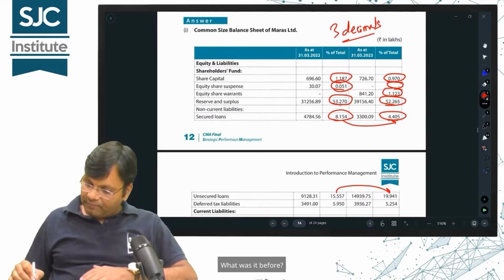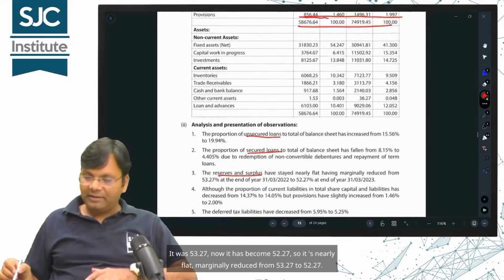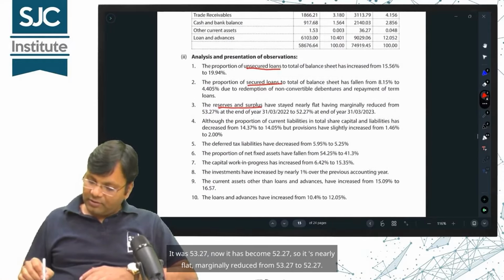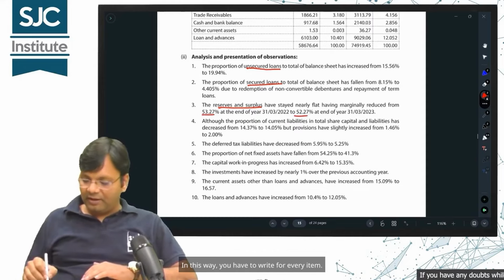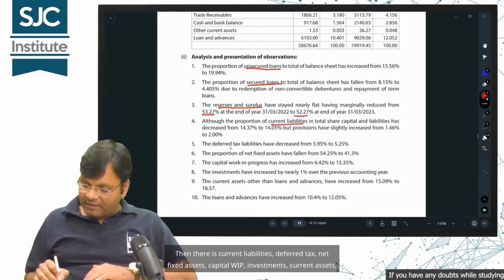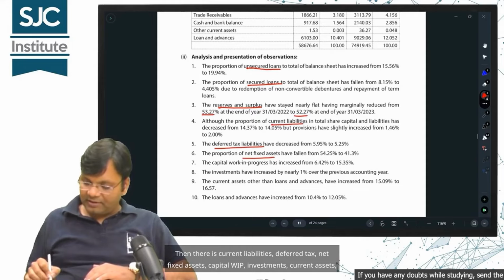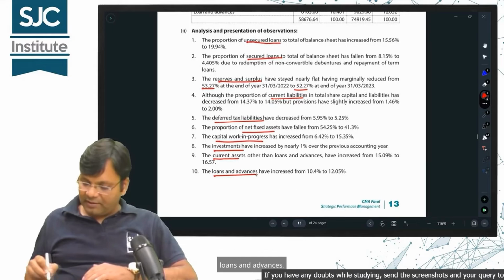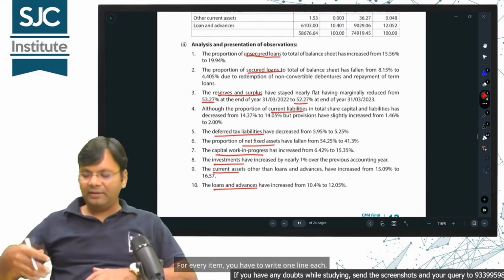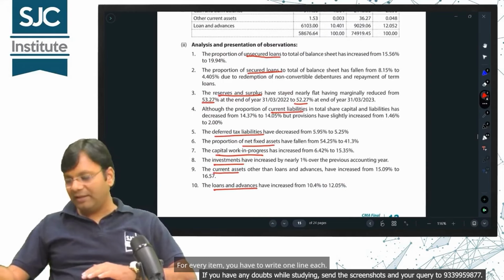What was it before? It was 53.27. Now it has become 52.27. So it's nearly flat, marginally reduced from 53.27 to 52.27. In this way, you have to write for every item. Then there is current liabilities, deferred tax, net fixed assets, capital WIP, investments, current assets, loans and advances. For every item, you have to write one line each.